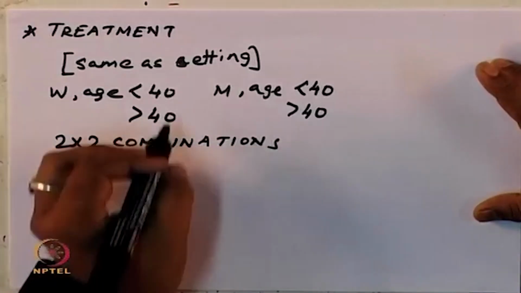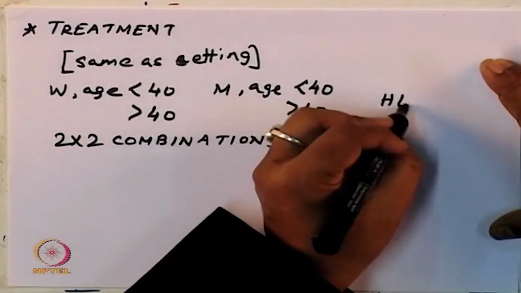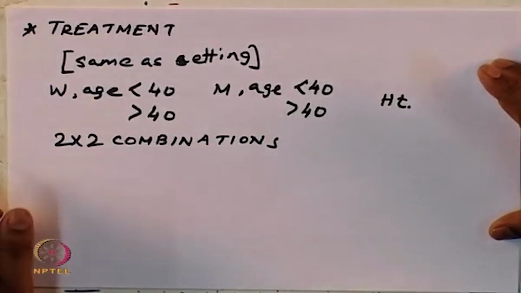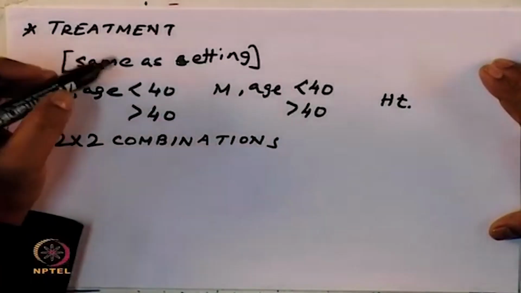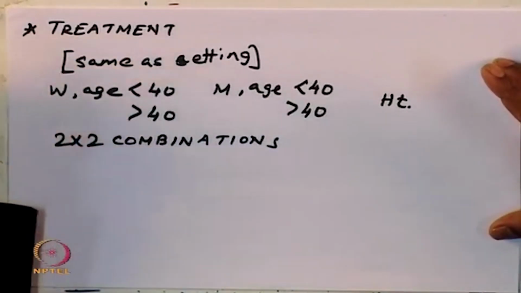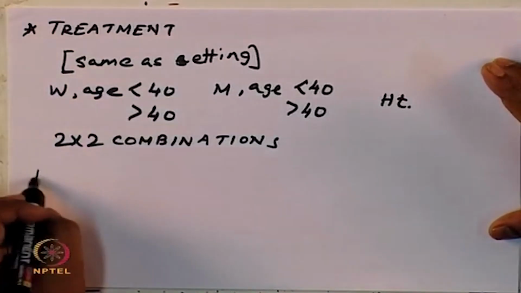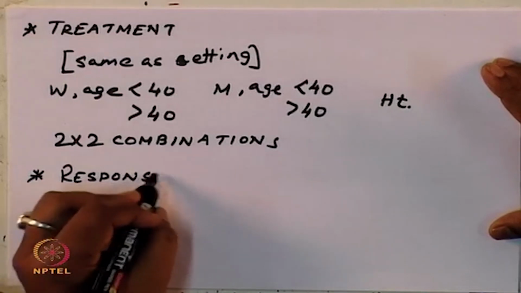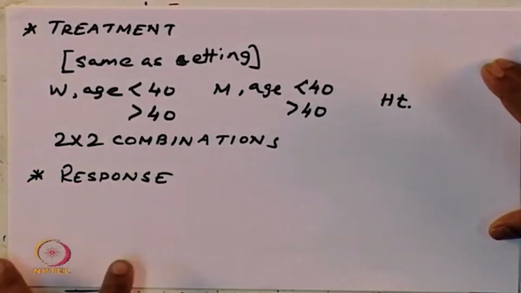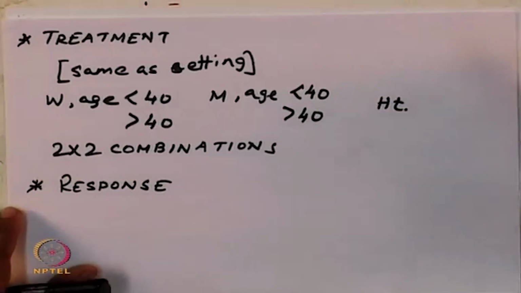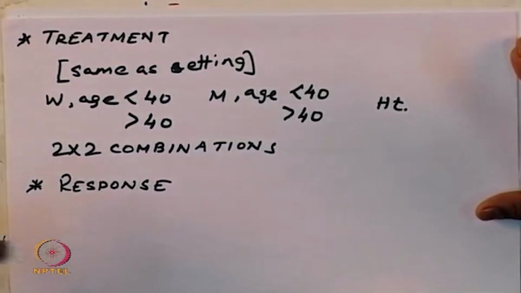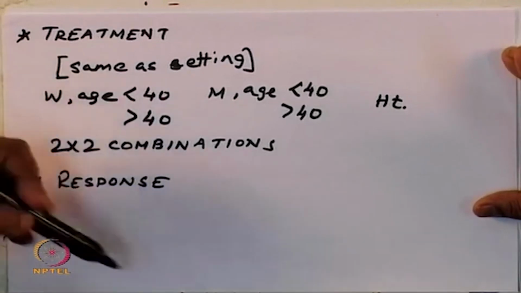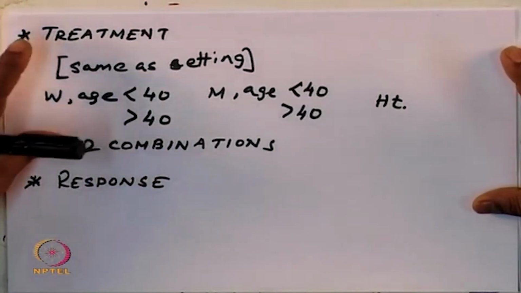If on top of that I introduce height as another metric, then I have 2 into 2 into 2, 8 combinations. So, treatment may or may not be equal to the setting value. And finally, response is what you measure. ANOVA allows you to try to understand the role or effect of each of these individual factors on the overall variability in the population.